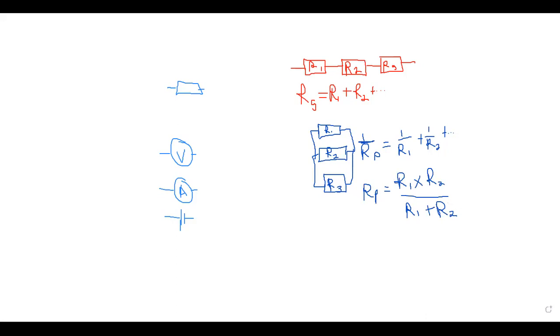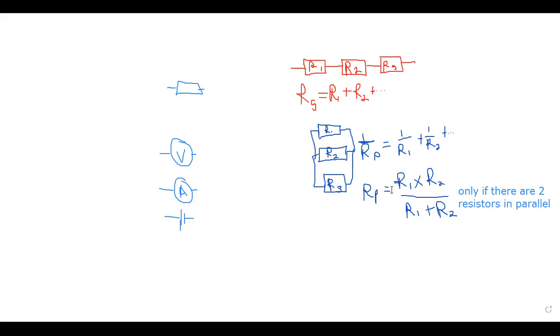So this formula only applies if there are only two resistors in parallel. Only if only if there are two resistors in parallel.